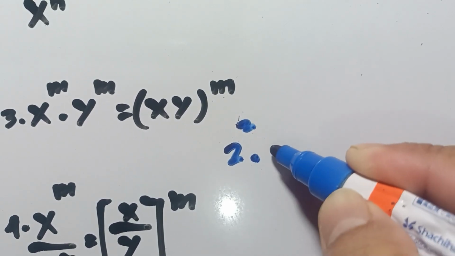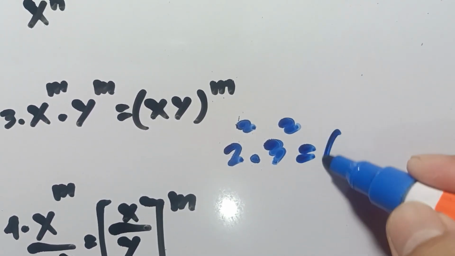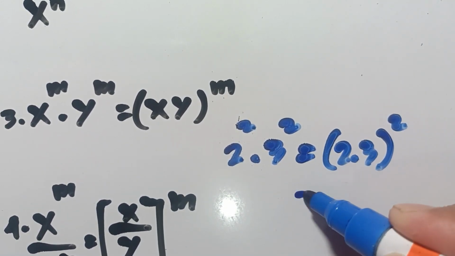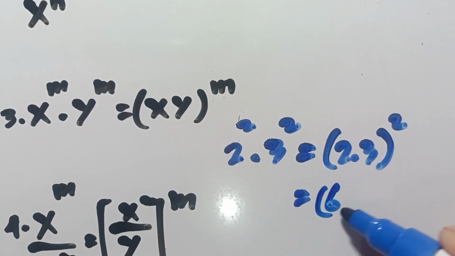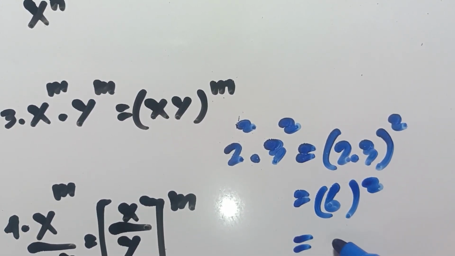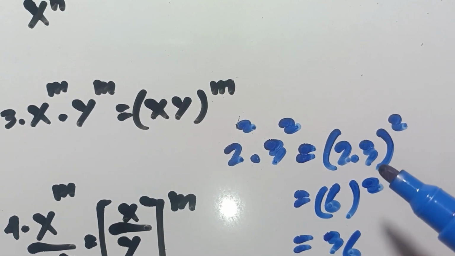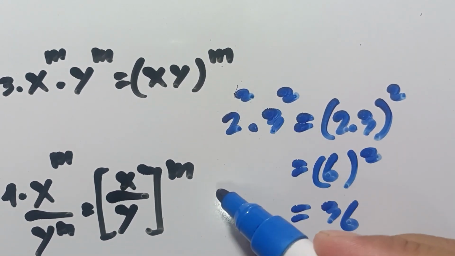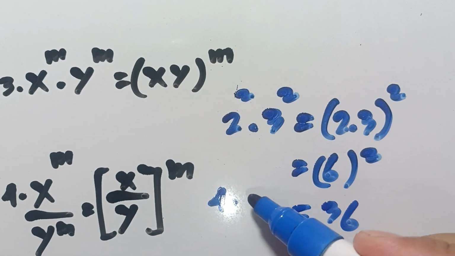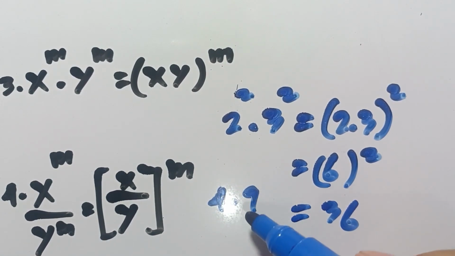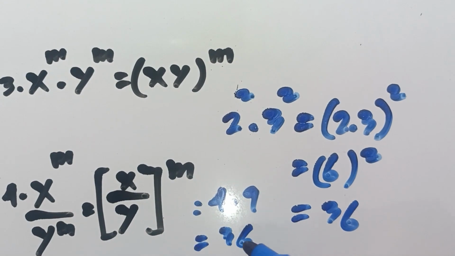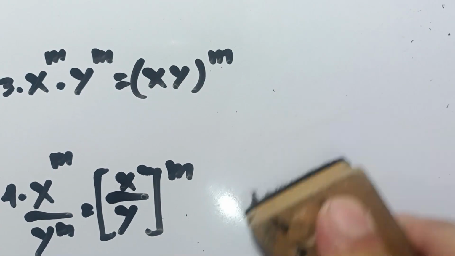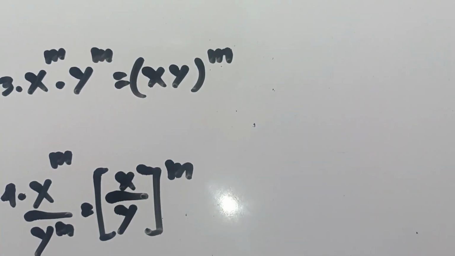2 to the power 2 times 3 to the power 2 is equal to 2 times 3 to the power 2, this copy. So it becomes 2 times 3 equals 6 to the power 2. So this becomes 36. And we check if this is correct. 2 to the power 2 is equal to 4, times 3 to the power 2 equals 9. So 4 times 9 is 36. So this is the same. It is correct, since this is the law of exponent.